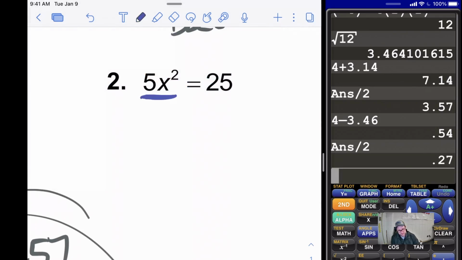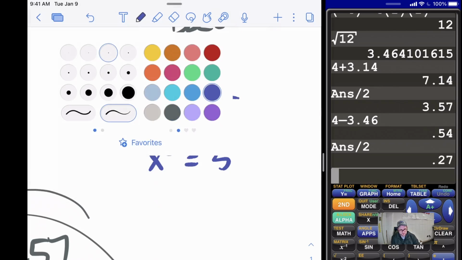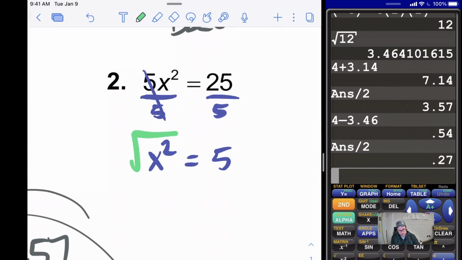So to do that, I would divide by 5 and divide by 5. These two cancel out. You're going to have x squared is equal to 25 divided by 5, which is 5. And then, of course, to undo squaring, we just need to take the square root of both sides. So doing that, these two pieces cancel each other out, and I'm left with, now this is where we've got to be careful.